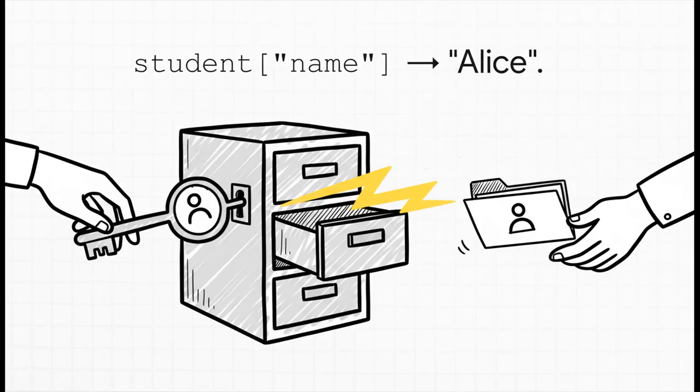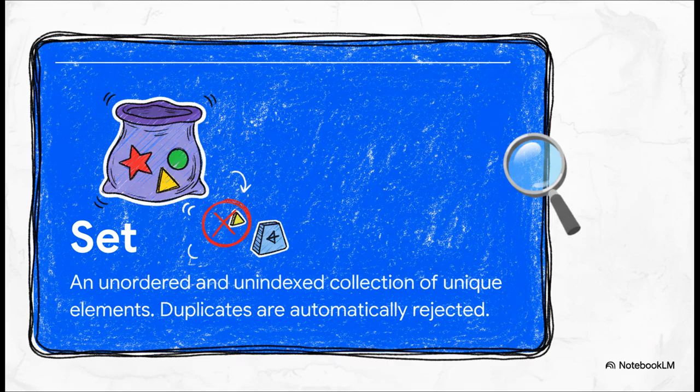And this, right here, is what makes dictionaries a complete game changer. You just ask for the key, in this case name, and you instantly get the value Alice. There's no searching through a list. It's incredibly efficient.